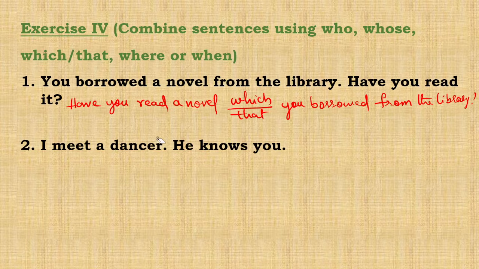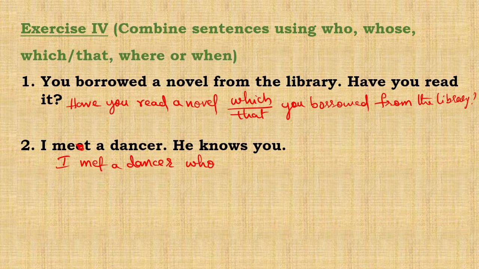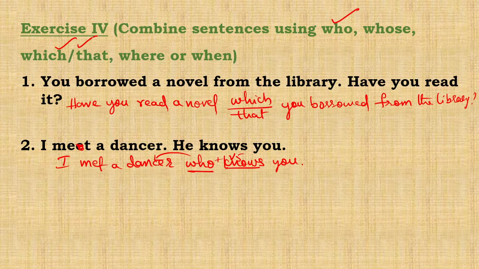Okay. Next one. I met a dancer. He knows you. What can be your answer? Can you tell me? It is not meet. I met only. I met a dancer. This dancer who knows you. So this dancer, speaking about this dancer who, this dancer immediately verb, this dancer knows you. Okay, this is one combination. Again, we are using the relative pronoun who here. So here one relative pronoun who is over, and here one relative pronoun which or that is over.